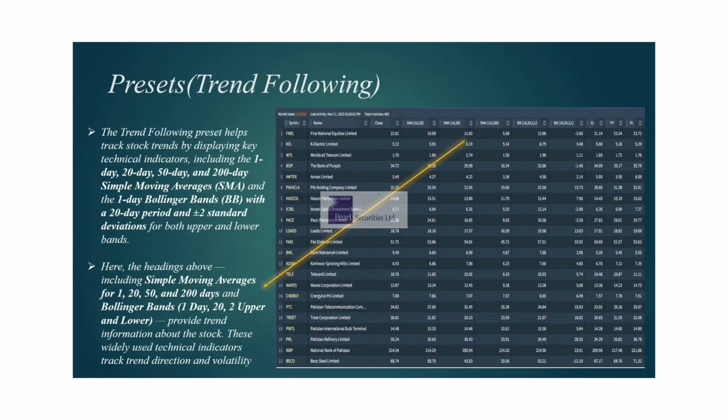Here, the headings above, including simple moving averages for 1, 20, 50, and 200 days and Bollinger Bands 1 day, 20, 2 upper and lower provide trend information about the stock. These widely used technical indicators track trend direction and volatility.